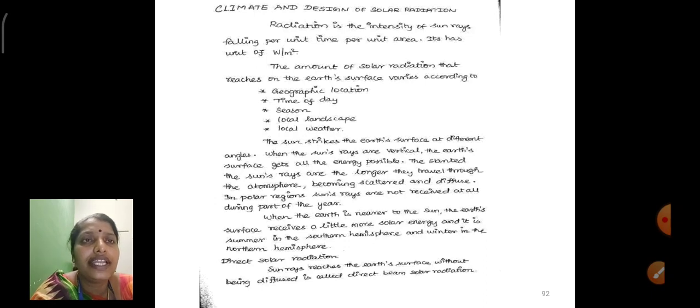Radiation meaning that is the intensity of sun rays falling per unit time, per unit area. That is emission of heat energy. It has unit of watt per meter squared. This heat energy unit power for watt, and then per unit area this meter squared is used. The amount of solar heat energy that reaches the earth's surface varies according to geographic location, time of day, seasonally, and local landscape, local weather.